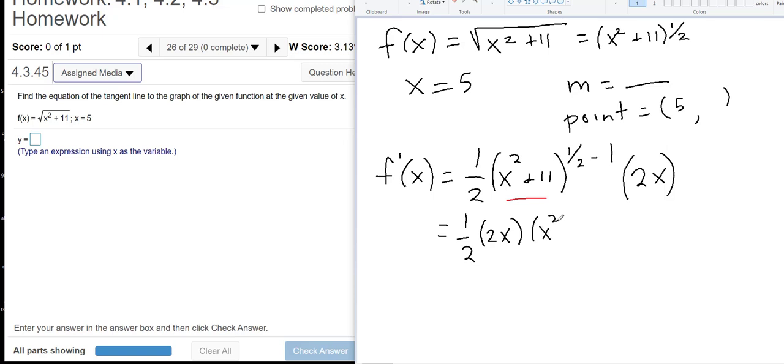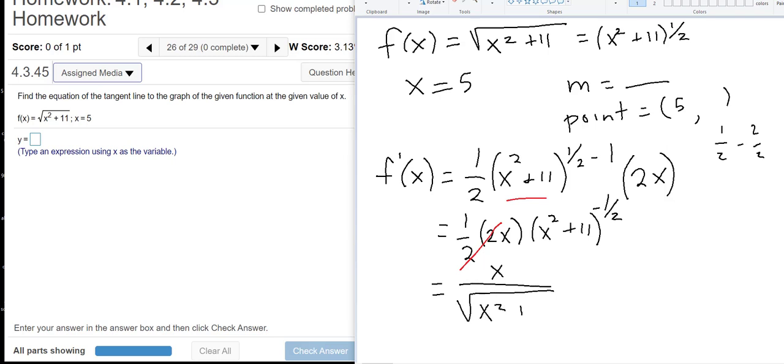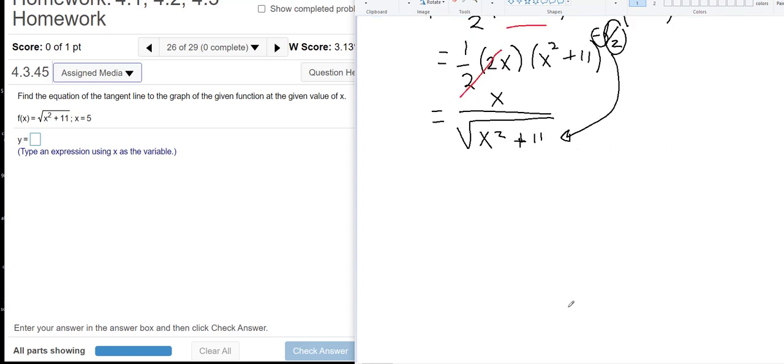And then my base, x squared plus 11, is now to the minus 1/2, because that's 1 over 2 minus 2 over 2, which is negative 1 over 2. I can reduce these 2's out, because 2 divided by 2 is 1, and that gives me x over the square root of x squared plus 11. The square root because it's a half, and in the denominator because it's a negative exponent. And when you have a base in the numerator with a negative exponent, you move the base to the denominator. So this is our formula for our slope.